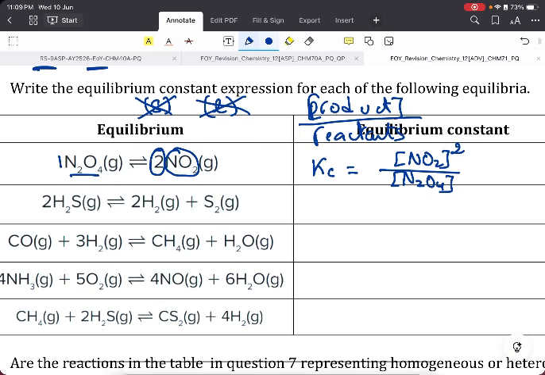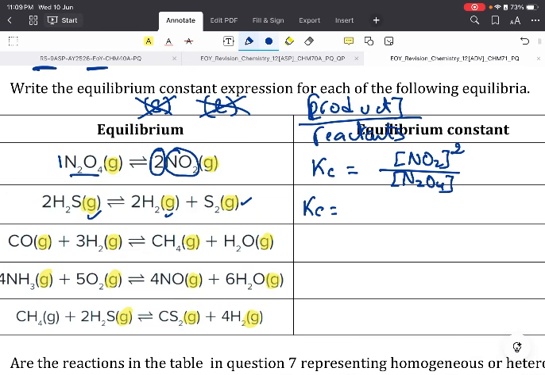Now let's take the other example. Gas, gas, gas. It's all included in the K equilibrium expression. And by the way, all these examples are homogeneous equilibrium, because in the equation itself, I have only one type of physical state, which is the gas. So let's write the Kc for the second one.